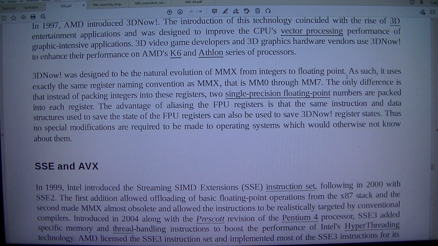As such, it uses exactly the same register naming convention as MMX, that is mm0 through mm7. The only difference is that instead of packing integers into these registers, two single precision floating point numbers are packed into each register. The advantage of aliasing the FPU registers is that the same instruction and data structures used to save the state of the FPU registers can also be used to save 3DNow register states. Thus no special modifications are required to be made to operating systems which would otherwise not know about them.